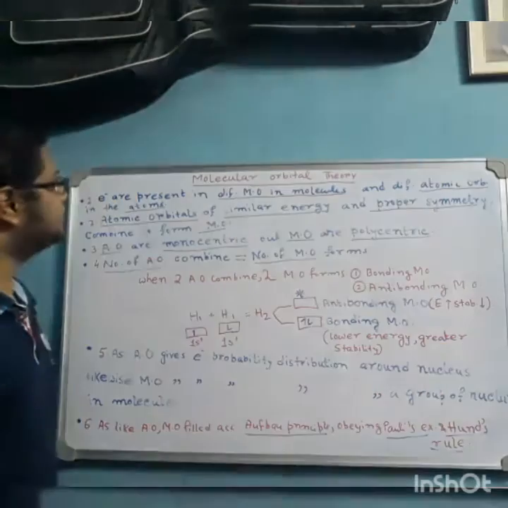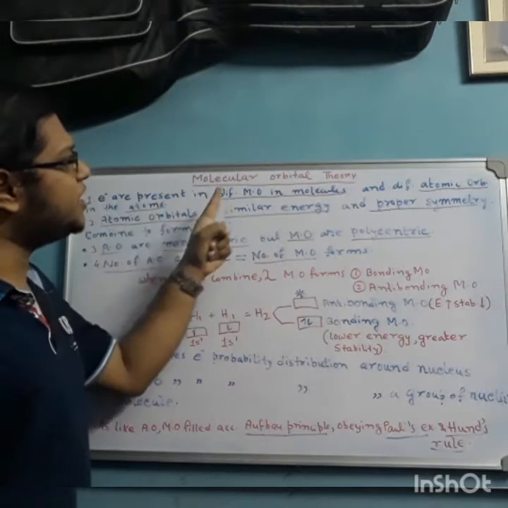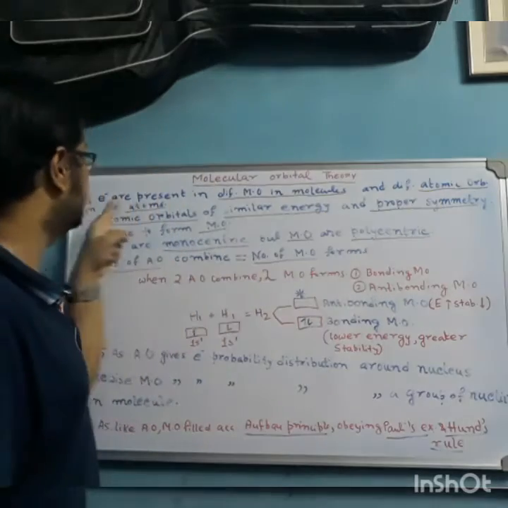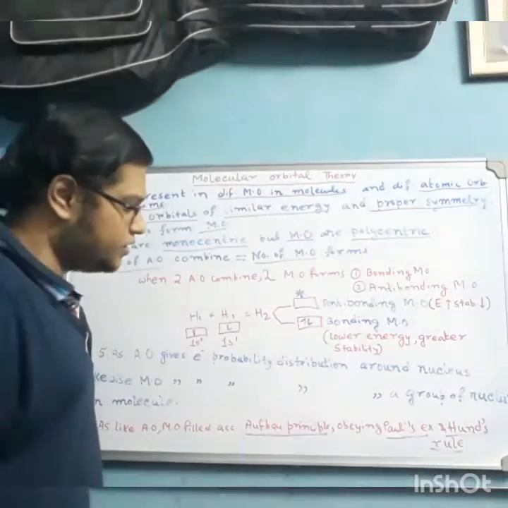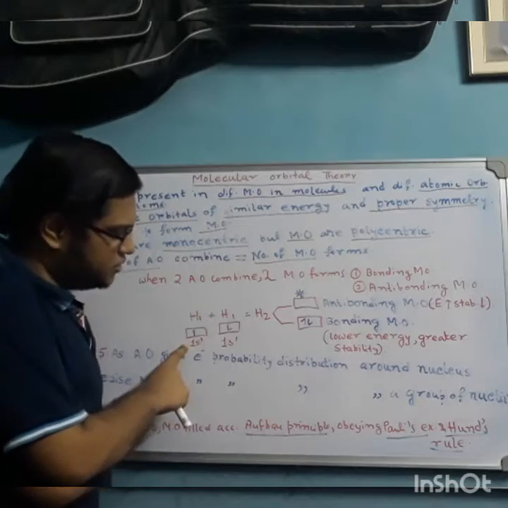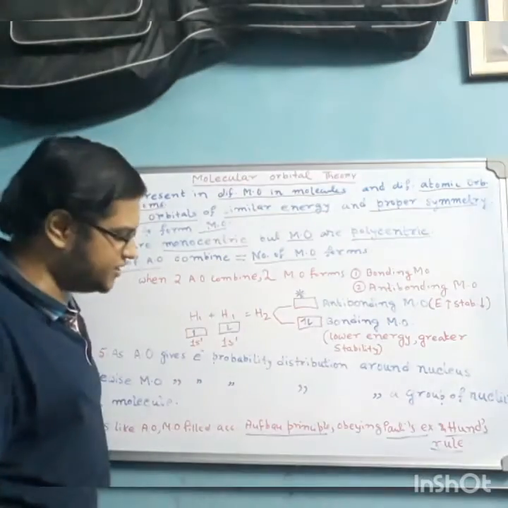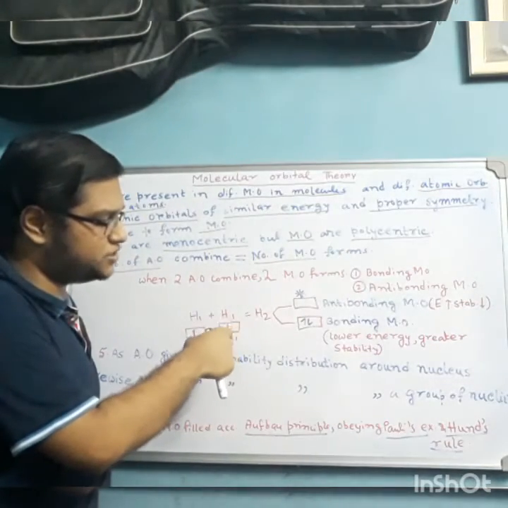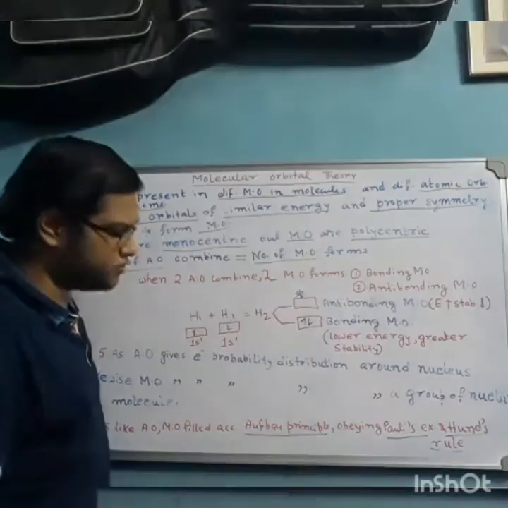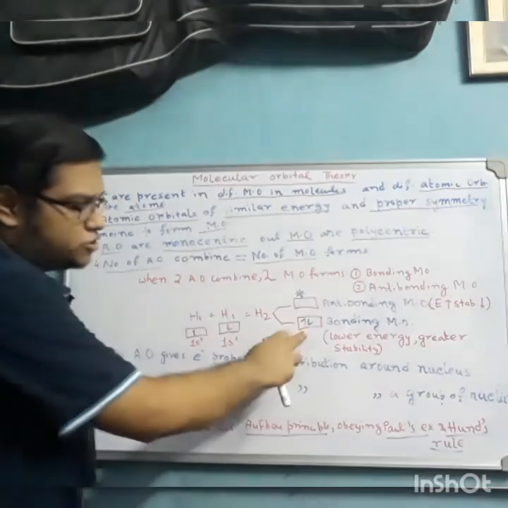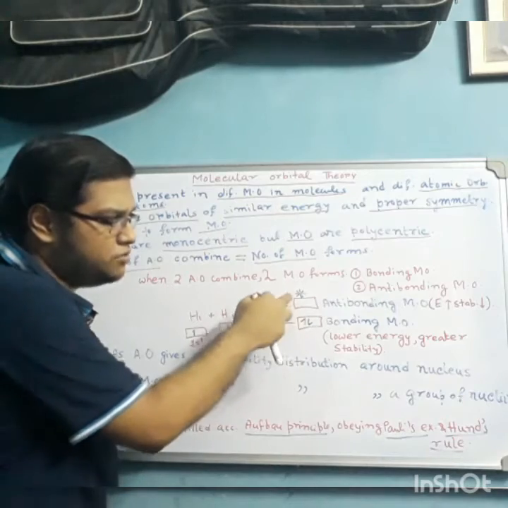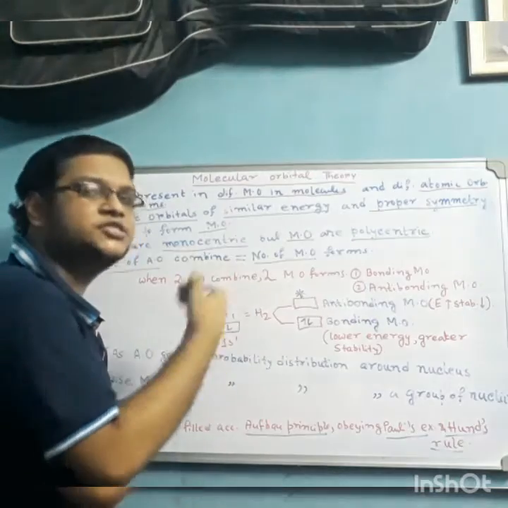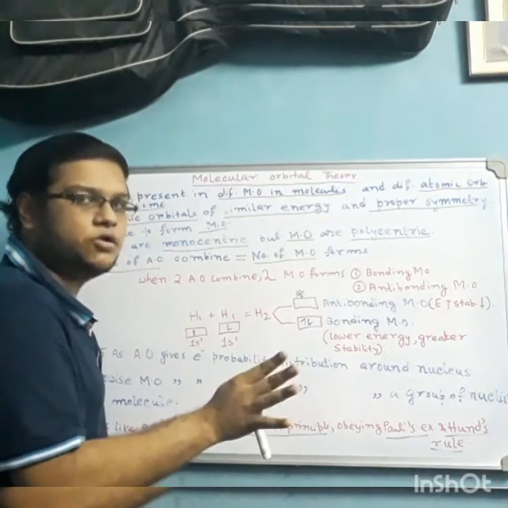Very first postulate: electrons are present in different molecular orbitals in molecules, and in different atomic orbitals in atoms. So electrons are present in an atom in atomic orbitals. One electron is present in the 1s orbital of one hydrogen atom, another electron is present in the 1s orbital of another hydrogen atom, and electrons in the hydrogen molecule are present in molecular orbitals. Electrons in atoms are present in atomic orbitals, electrons in molecules are present within molecular orbitals.